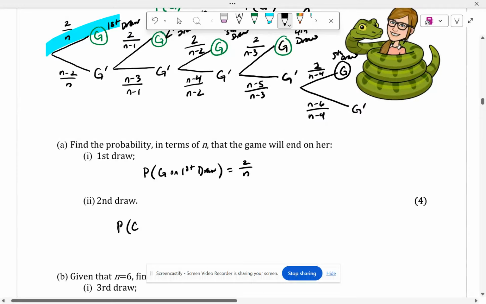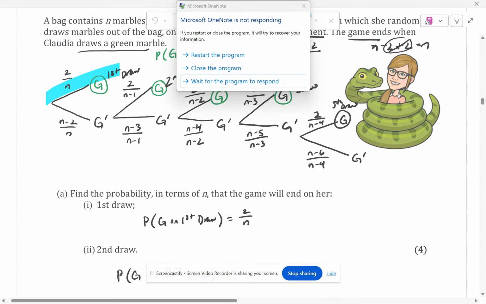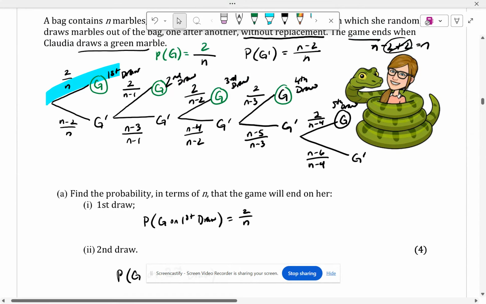Green on second draw. Draw starts with the letter D, not G. So green on second draw. This doesn't like when I change any color. Why don't you guys try to figure it out while you're waiting for me, and then we'll all come back together.